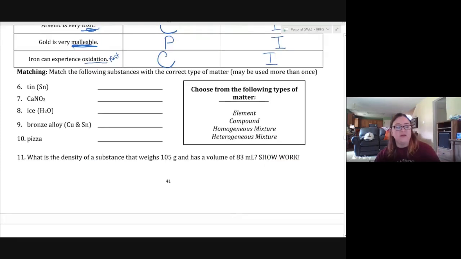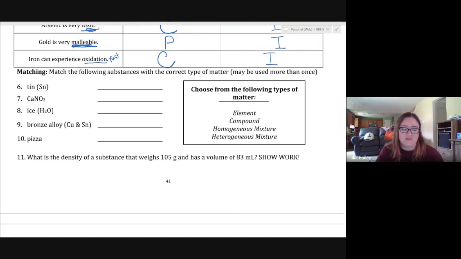All right, coming down, match the following substances with the correct type of matter. You can use something more than once. Notice there's 5 blanks, but there's only 4 things in the word bank. So yeah, you're going to have to reuse at least one thing. These are all we're classifying. Is it an element, a compound, a homogeneous mixture, or heterogeneous mixture? Again, you have that flow chart in your notes that helps you decide how these go.